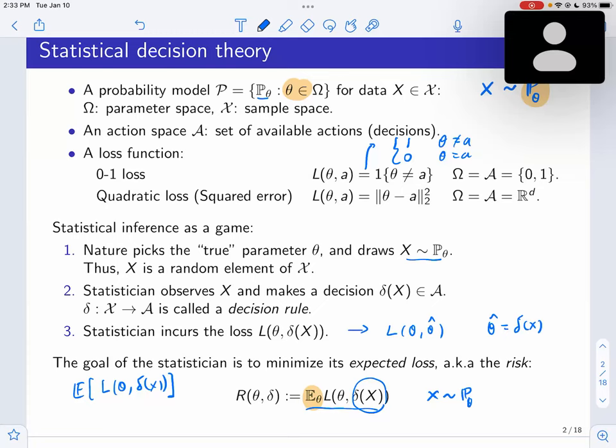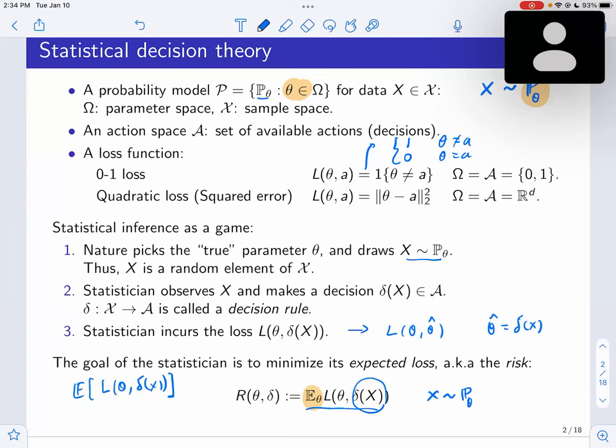So the probability model, the loss, and the action space basically just take it to the parameter space. So basically, once I specify the probability model and the loss, then I can define this. And I can ask for the optimal rule. What is the decision rule that minimizes this? And let's say if there is a deterministic rule, we will be fine.